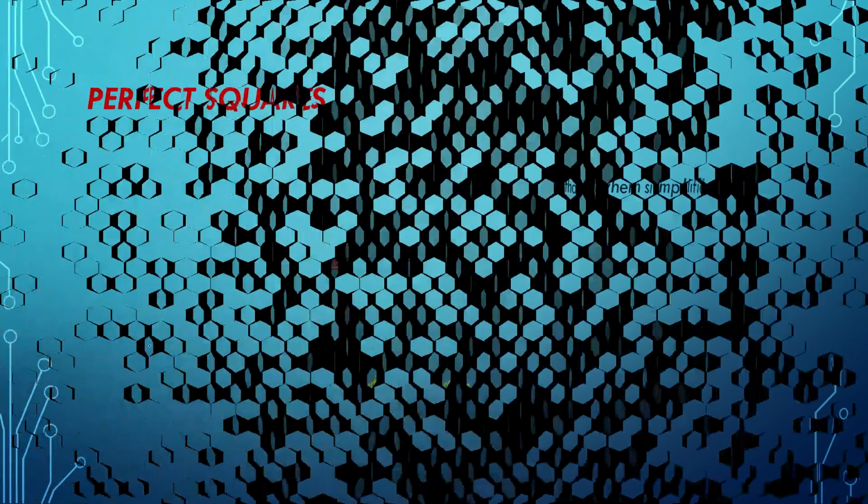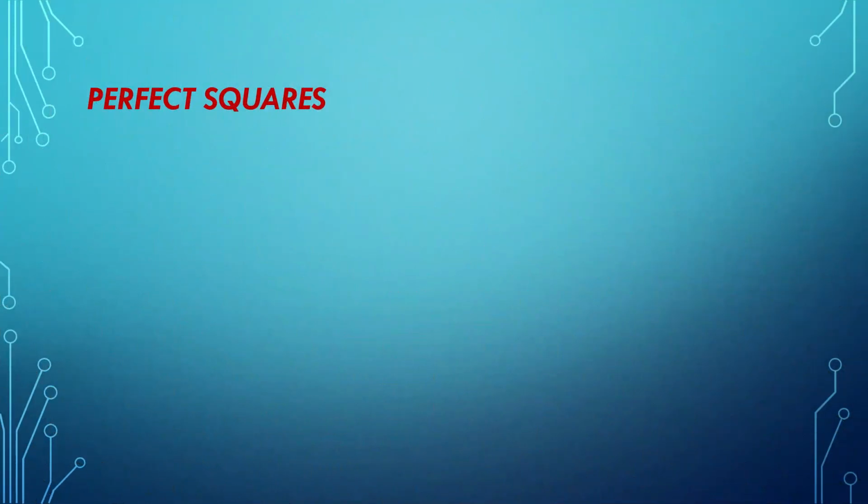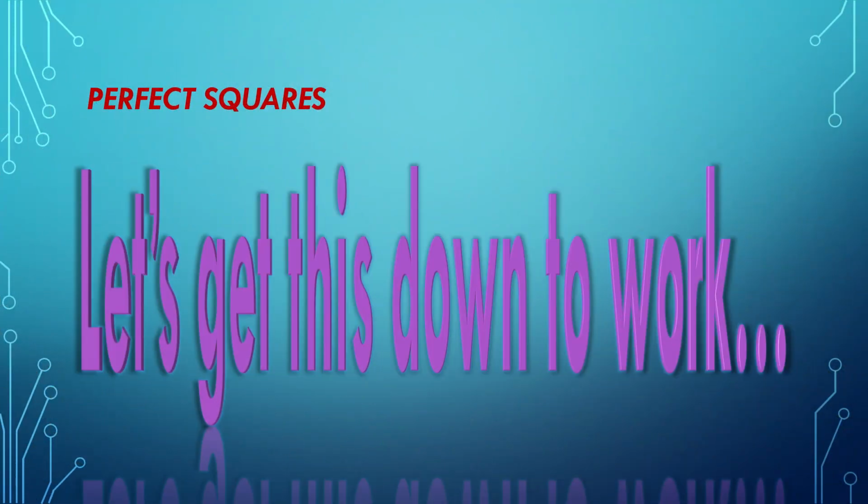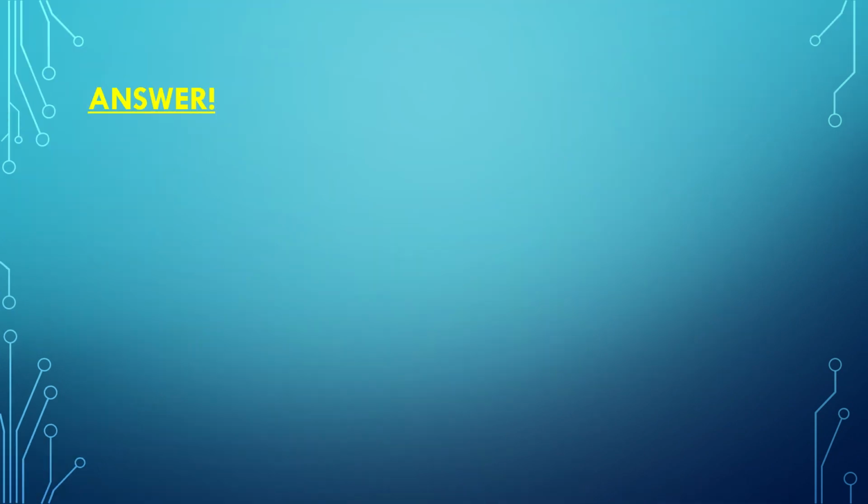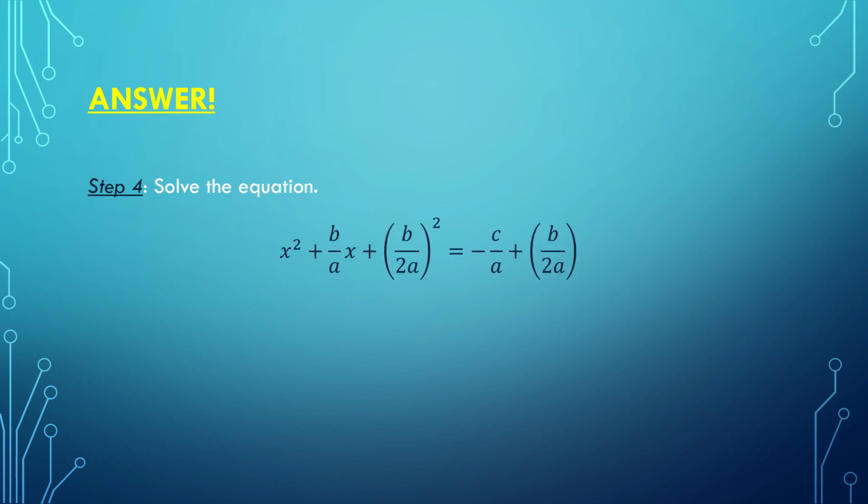So let's get something else. Now let's get this down to work from what we have just seen. Step 4, we now start by solving the equation from what we understood by perfect square. Now x squared plus b over ax plus b over 2a everything squared is equal to negative c over a plus b over 2a everything squared. Let's solve this.